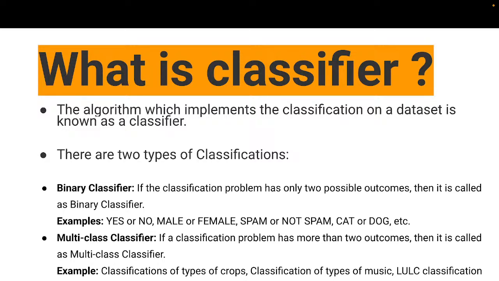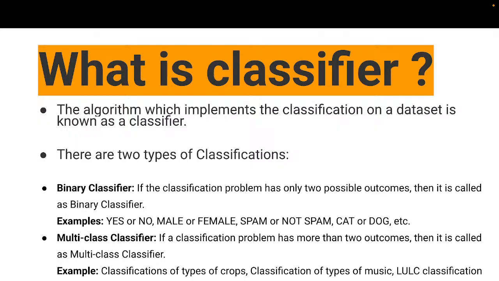Mainly, in any kind of machine learning, we find two types of classification. One type is called the binary classifier. In a binary classifier, there are only two possible outcomes, such as yes or no, male or female, cat or dog, forest or deforestation. This type, with only two outcomes or two classes, is called the binary classifier. And when you have more than two outcomes, it's called the multi-class classifier.